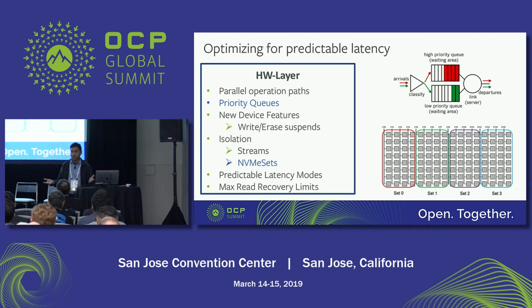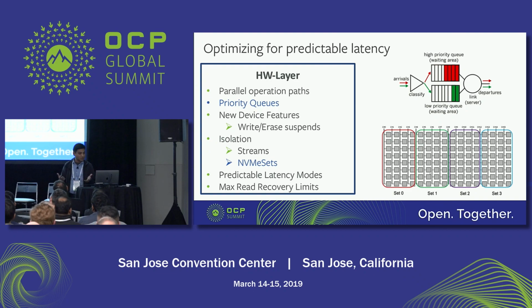We have isolation schemes like streams. Some of the presenters touched upon it in more detail. We have NVMe sets, which are really the latency isolated regions. Set 0 can have the write going on, whereas set 1 and 2 may have the reads going on, so that the reads and writes are not impacted by each other. We have predictable latency modes, where we have deterministic windows, where a user request can go ahead, and non-deterministic windows are reserved for all the background activities.